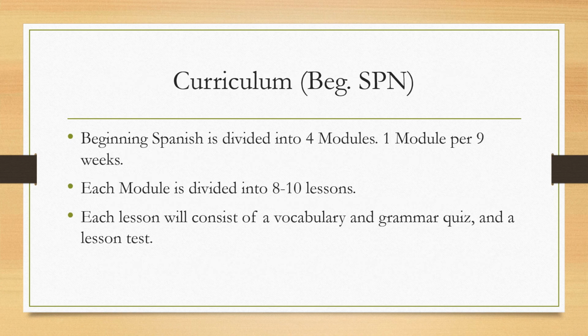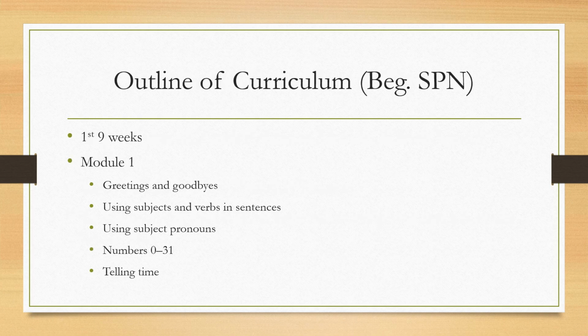So beginning Spanish is divided into 4 modules. We'll cover 1 module per 9 weeks. All right. Each module is divided into 8 to 10 lessons. All right, with each lesson consisting of a vocabulary and grammar quiz and a lesson test. All right, so this is what we'll be learning the first 9 weeks.